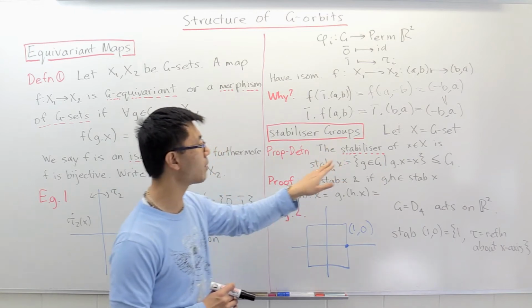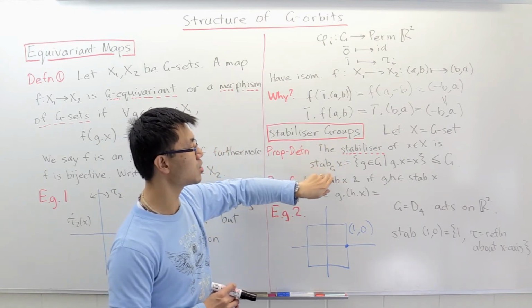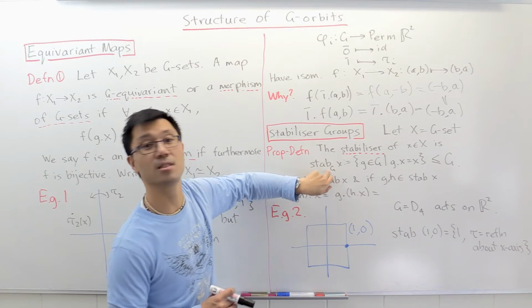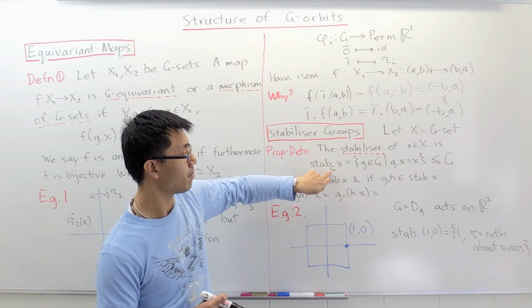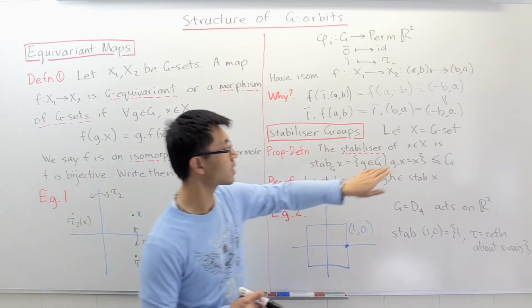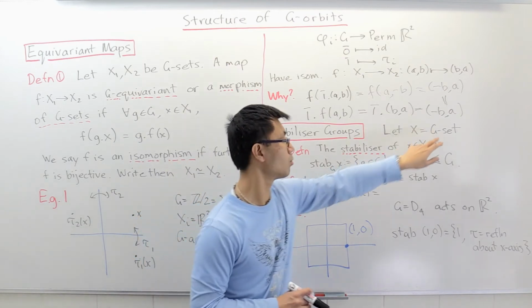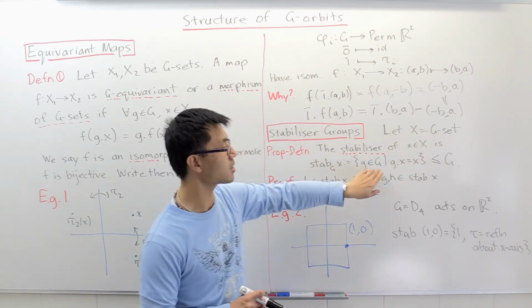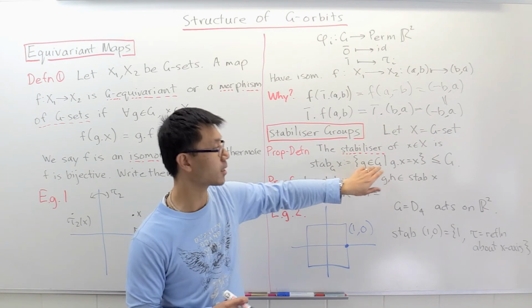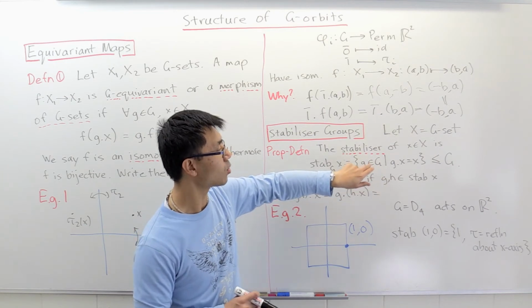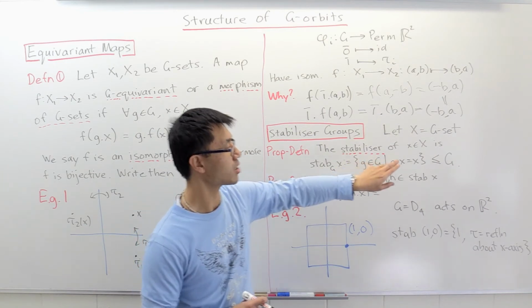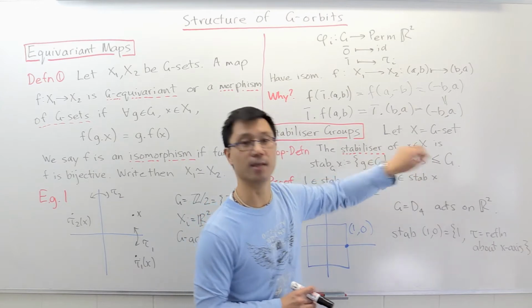So what's the stabilizer? We look at the stabilizer in G of x. Sometimes this subscript G is dropped when it's clear what the group which is acting is. It's going to be some set of group elements, some subset of group elements. It's all the little g inside big G such that g dot x equals x.